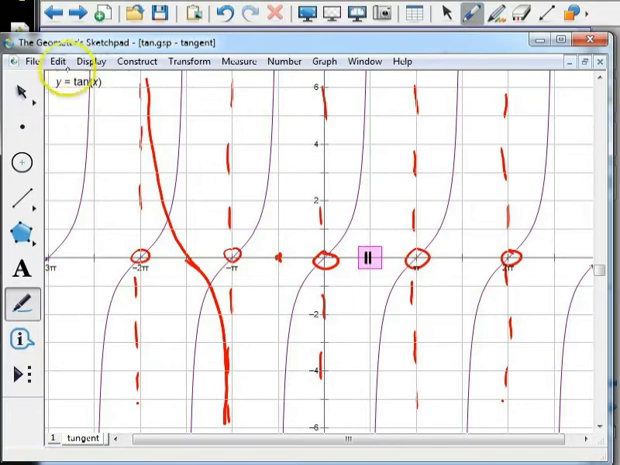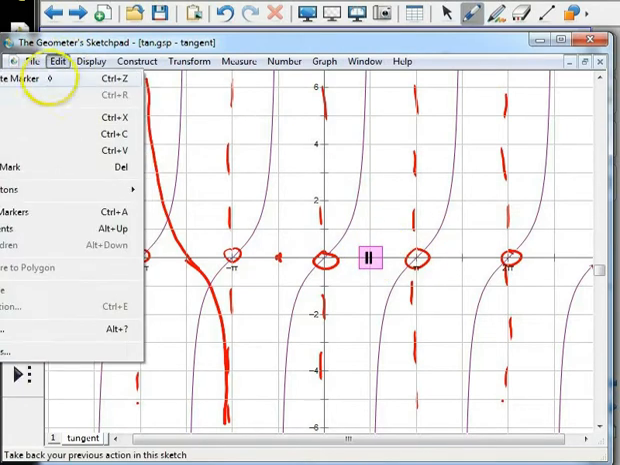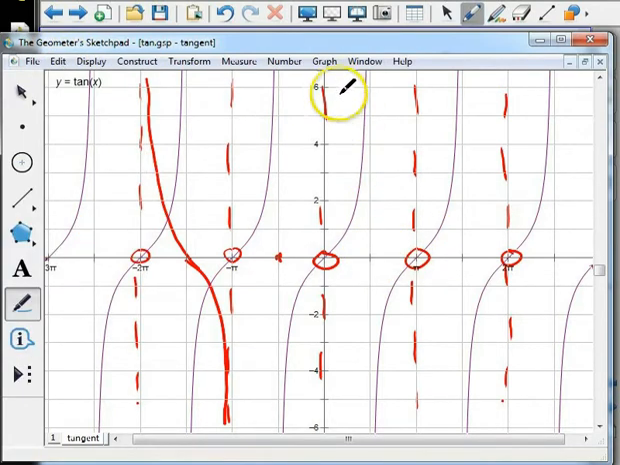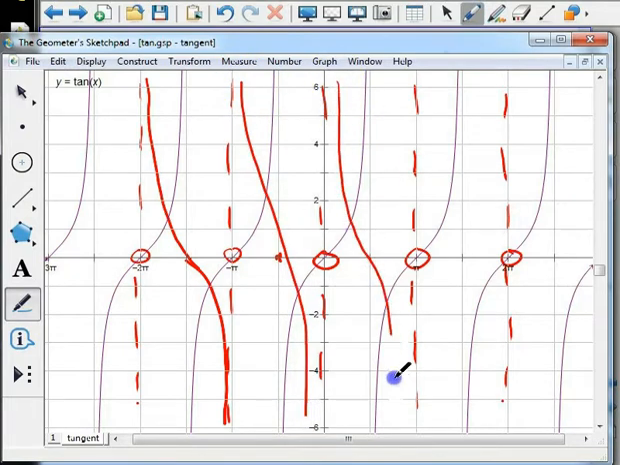Whoa, didn't mean to do that. I guess I'll just draw the cotangent in here. So here we go. Cotangent crosses the x-axis everywhere tangent has a vertical asymptote.